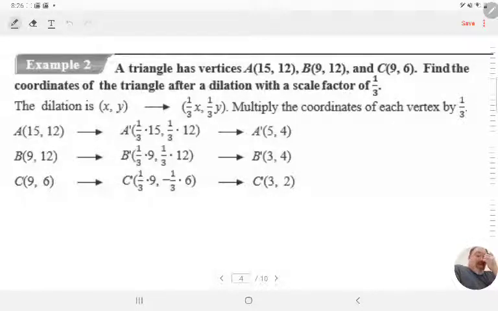So (15, 12) would be 1/3 times 15 and 1/3 times 12. That would give me (5, 4). Then (9, 12), we would take 1/3 times 9, 1/3 times 12, and that would give me (3, 4). And then (9, 6), we take 1/3 times 9, 1/3 times 6, and that gives me (3, 2). Okay? So all we're doing is multiplying everything by the scale factor.